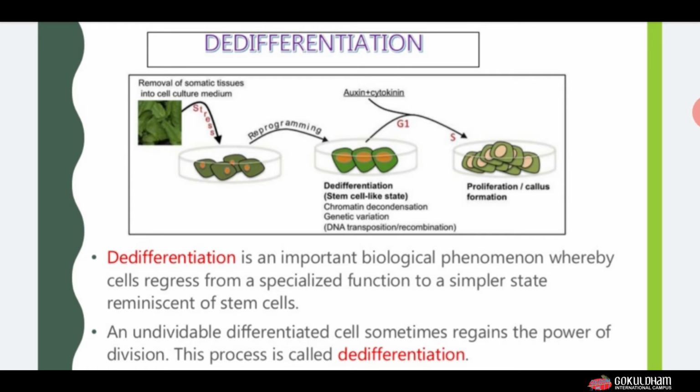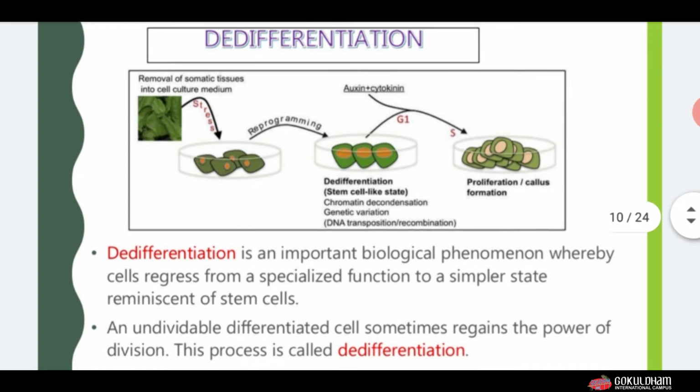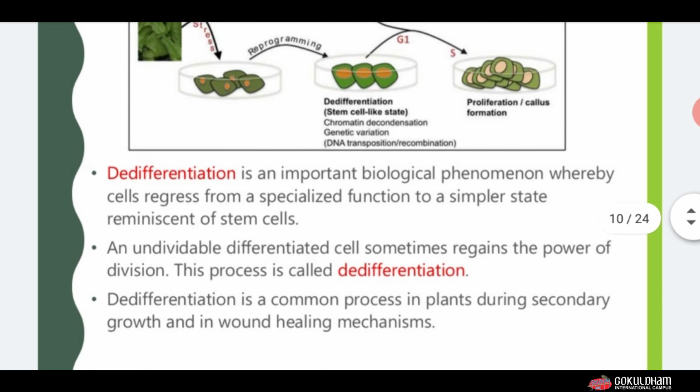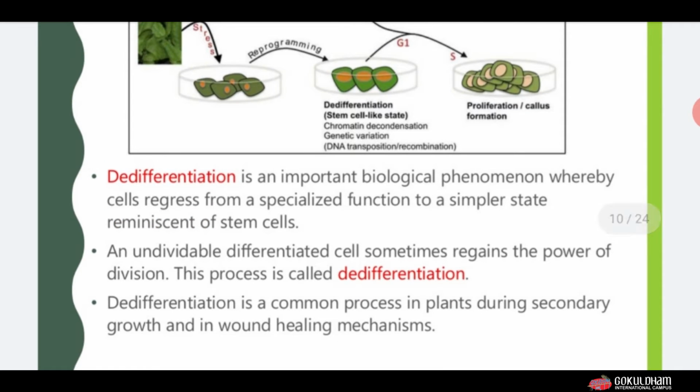In simple terms, we can say that de-differentiation is the process in which a plant cell is converted again into a meristematic cell and regains the cell division capability. An undividable differentiated cell sometimes regains the power of division, and this process is known as de-differentiation.